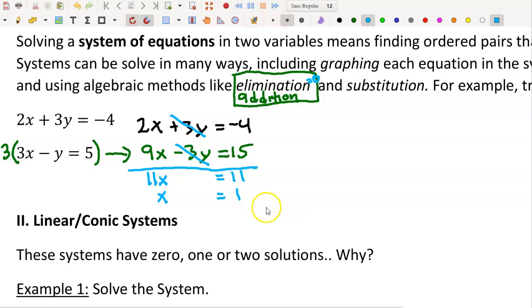Now you can take that answer. That's not the answer, of course. The answer is going to be a coordinate. Like, where do these intersect, right? If we graph two lines, where are they intersecting? So we need to plug it back into either equation to find out what y is.